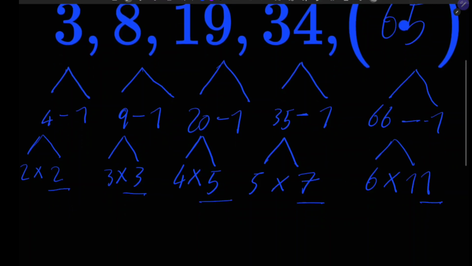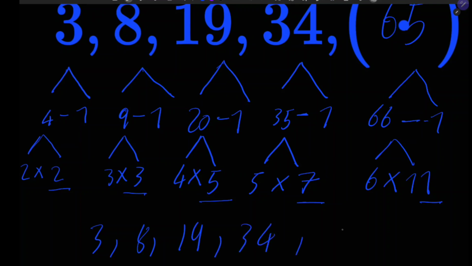So looking at this, we simply see that the sequence started 3, 8, 19, 34. Now our next answer is actually 65. And that's how you simply solve that question using the pattern method.